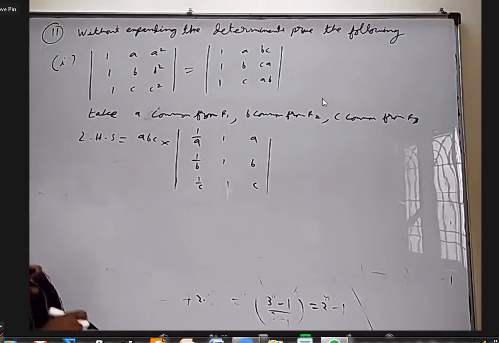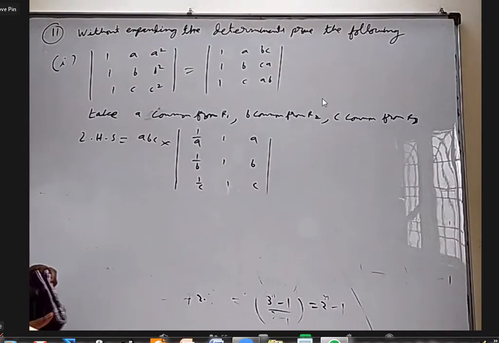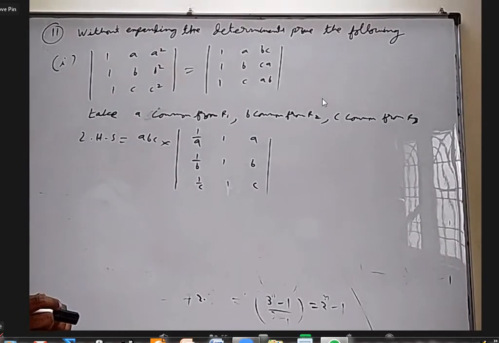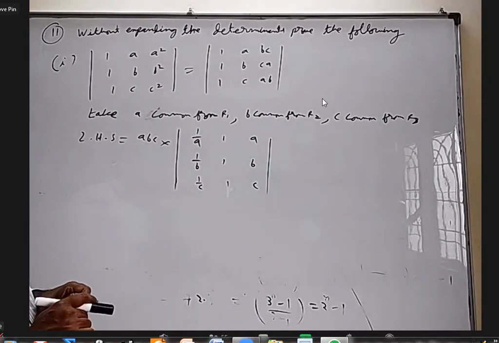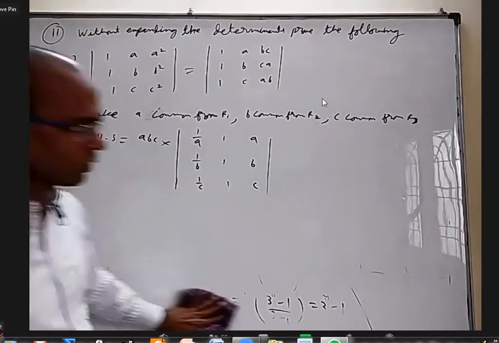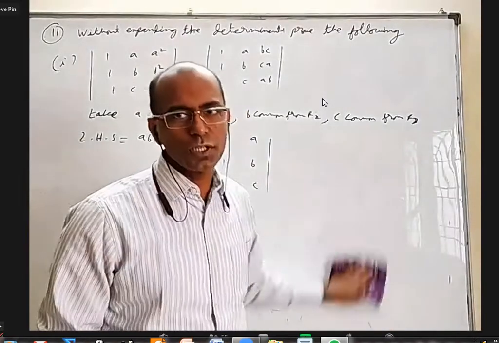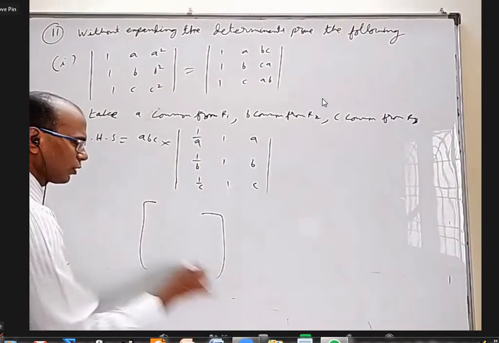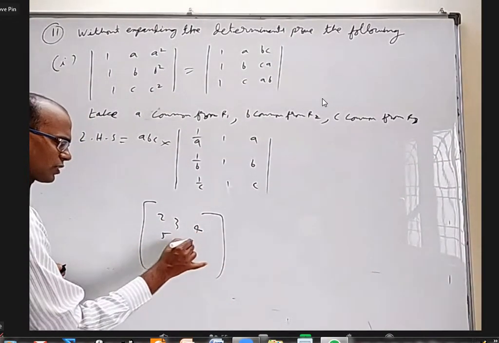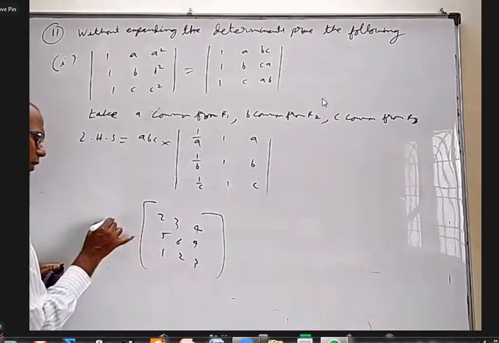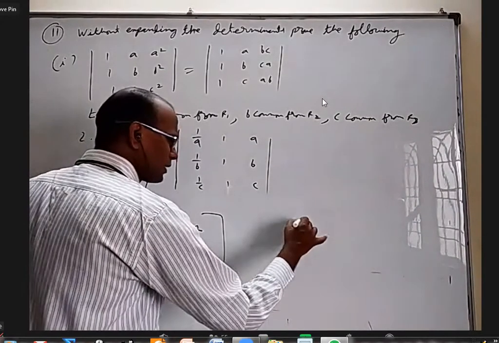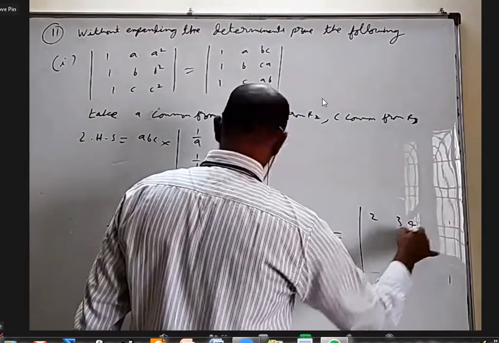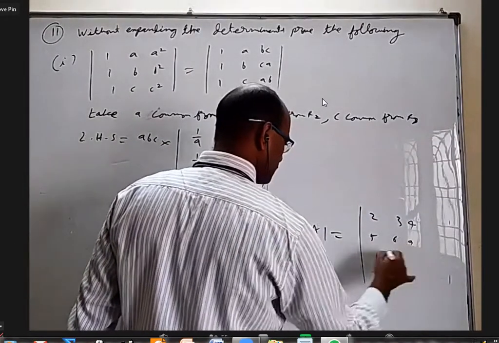Sir, one doubt. If we take ABC common, then we should multiply ABC to all the rows, no, sir? No, it is not. That is the difference between matrix multiplication and determinant multiplication. See carefully. Let us say I have 2, 3, 4, 5, 6, 9, 1, 2, 3. This is matrix A. And there is a determinant of A, which is 2, 3, 4, 5, 6, 9, and 1, 2, 3.